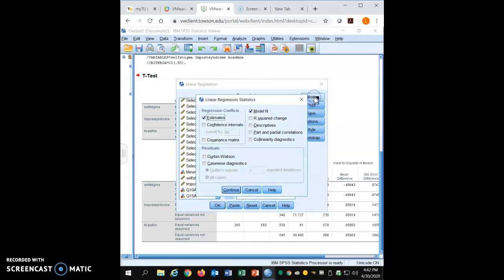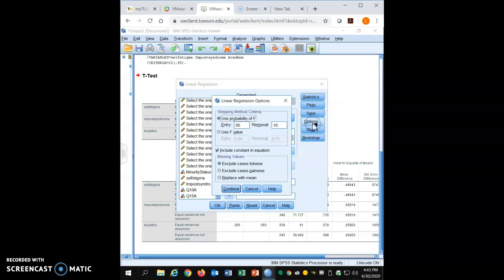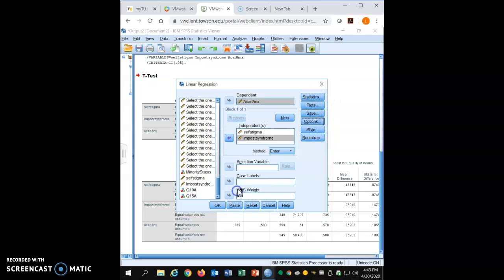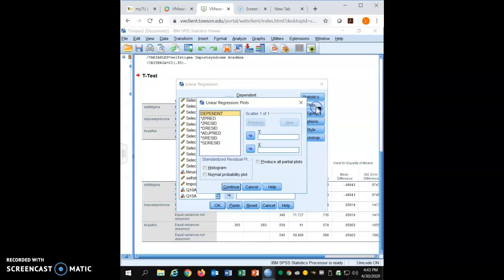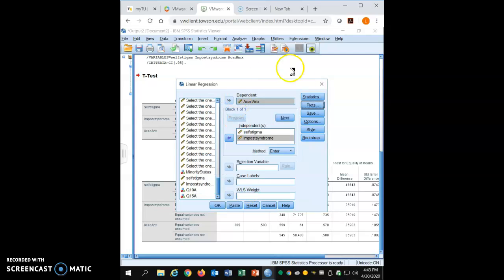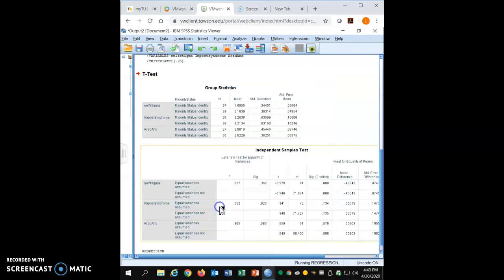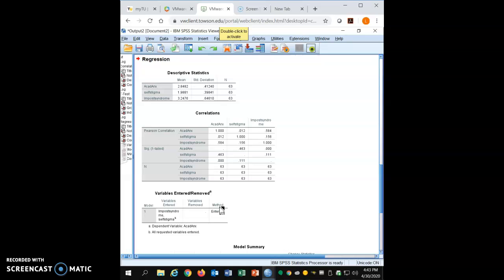So I'm going to click on statistics. I'm actually going to get confidence intervals. I want to get R-squared change. Actually, I want really R-squared. I'm going to get descriptives, and I'm going to leave it at that for now. I'm going to look at my options. Don't need anything in there. Plots, and I'm not going to do anything there. Okay, so I'm going to hit OK, just so you can see what the output looks like here.